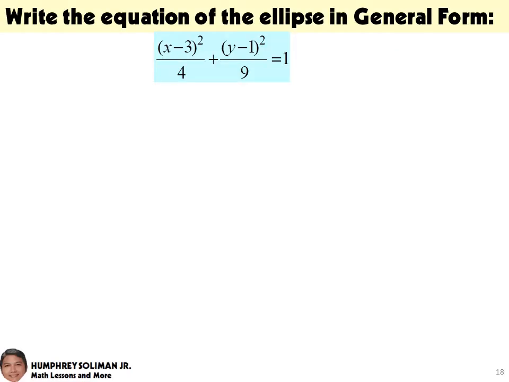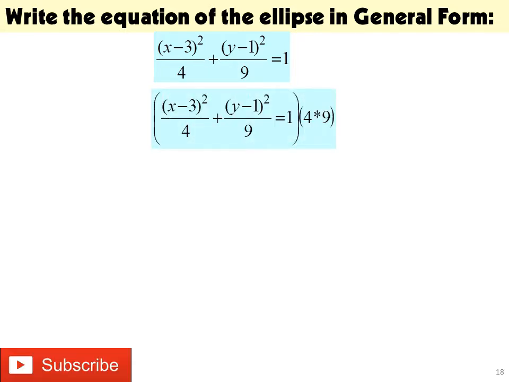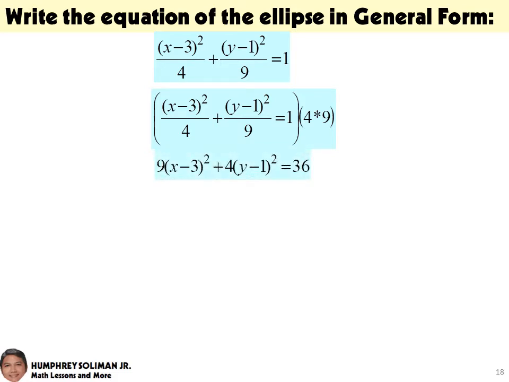Now we move on to writing the equation of the ellipse in general form. We have an example, quantity x minus 3 squared over 4, plus the quantity y minus 1 squared over 9, equals 1. We need to remove the denominator first, so we multiply both sides by 4 times 9. This will give us 9 times the quantity x minus 3 squared plus 4 times the quantity y minus 1 squared equals 36.